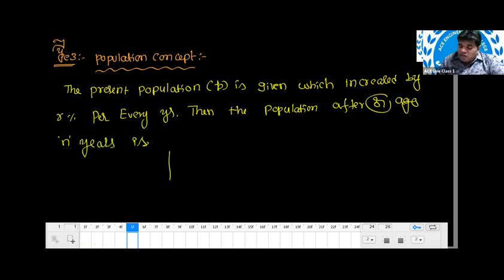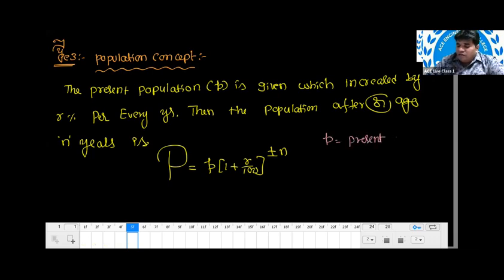Capital P is equal to small p into 1 plus r by 100 whole power plus or minus n. Here small p means the present population, r is equal to rate percentage, and n is equal to time.